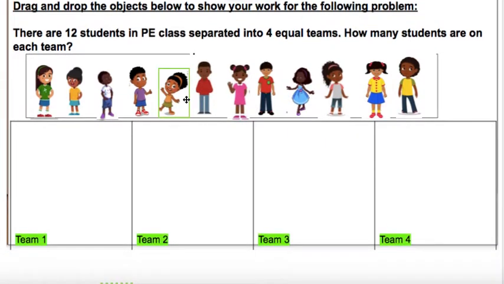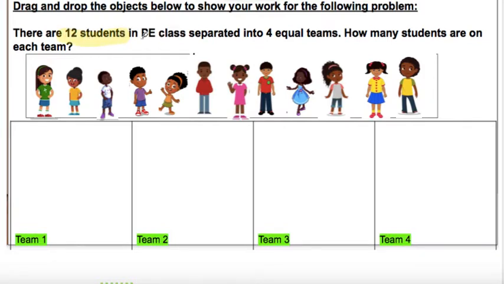It says there are 12 students in PE class separated into 4 equal teams. How many students are on each team? What's the first thing that is important to know from this problem? What's the first important detail that they tell us? If you said there are 12 students, you're absolutely correct. Grab those highlighters, and we are going to highlight 12 students.